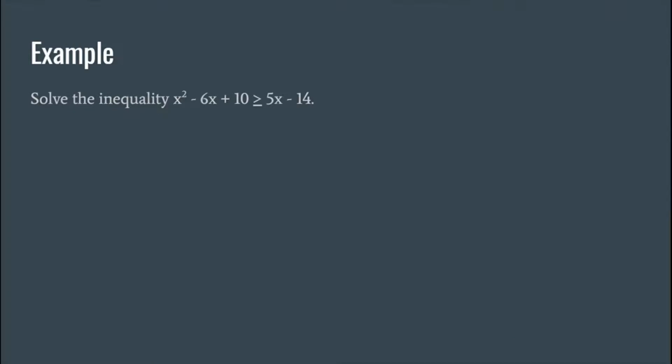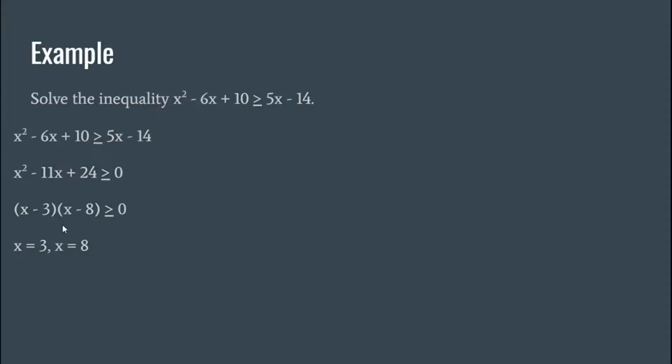Okay, so we're going to solve this inequality. The first step was to move everything to the same side of the inequality. So I'm going to move everything to where I have the highest degree, over to this side of the inequality sign. Then I'm going to see if I can factor this, which it looks like I can. Now we're going to ignore this portion and find the zeros. So what makes these 0? Okay, those are my two zeros.